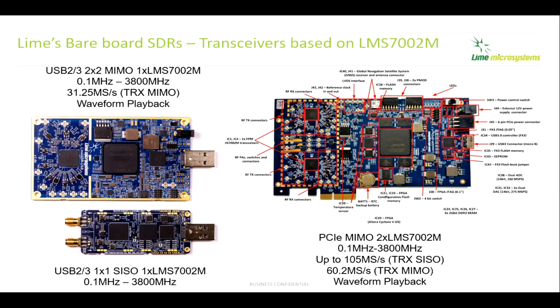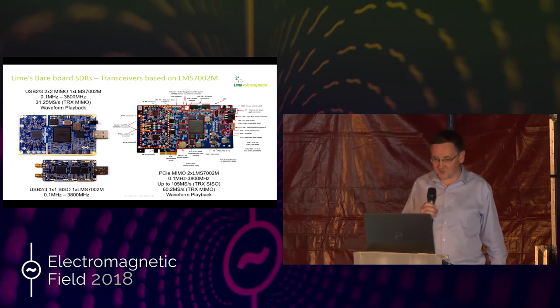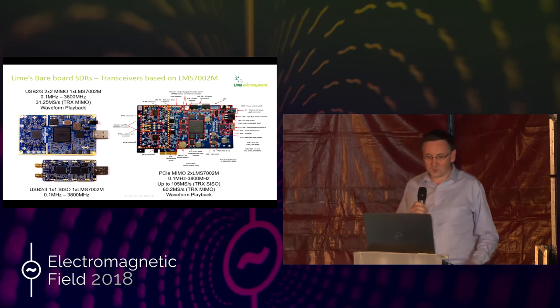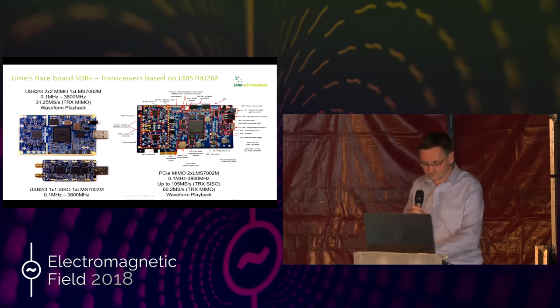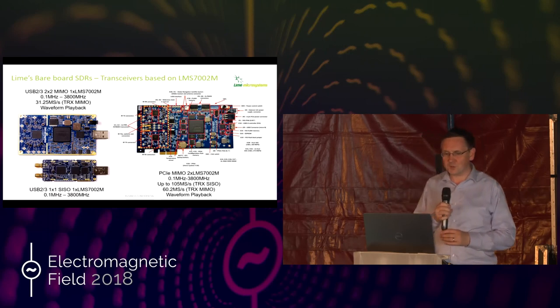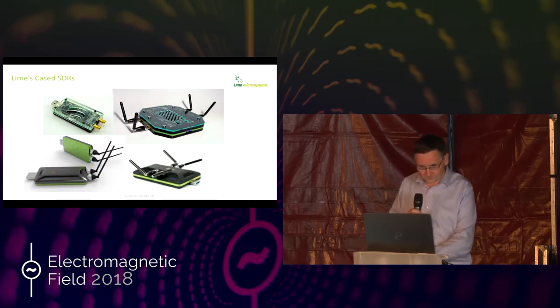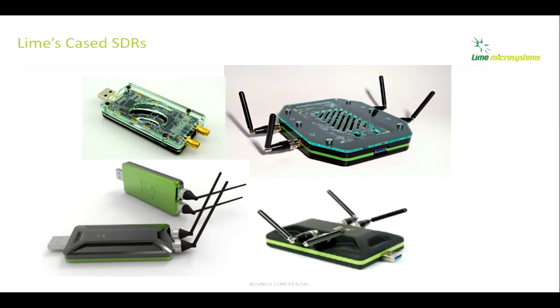PCIe is a bit more relaxed than that, so typically you're looking at something like 60 megasamples per second for a full MIMO transceiver system. Some of the radios will actually have waveform playback, which I personally find very useful for debugging radios as you're developing them. Our designers have come up with all sorts of fancy cases, so there's not only an evolution of what goes inside the box, but also an evolution in the box that they come in.